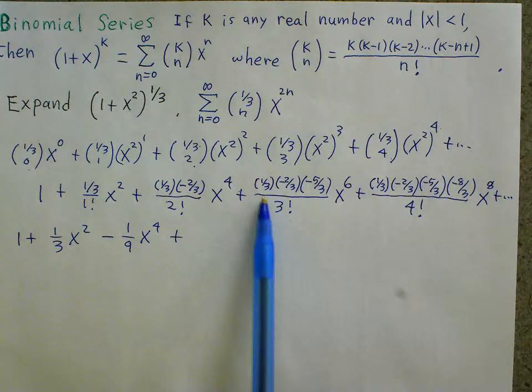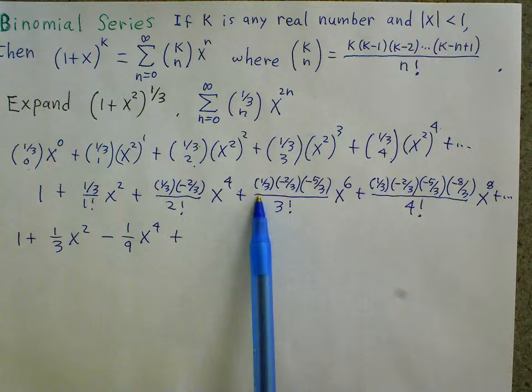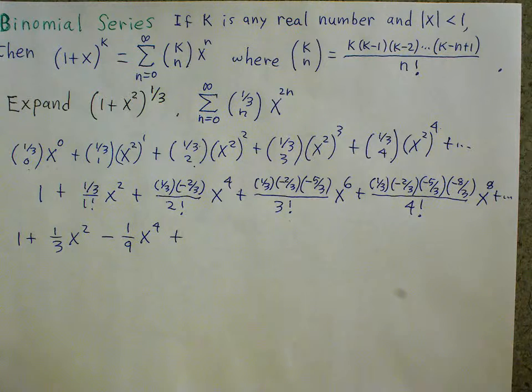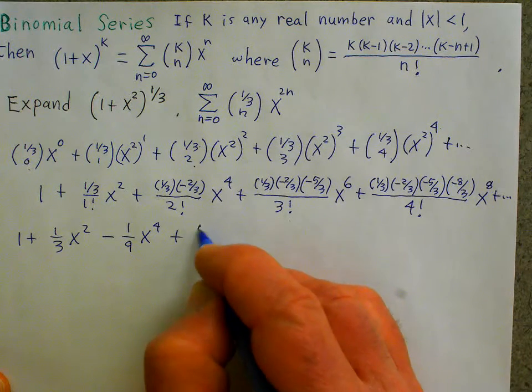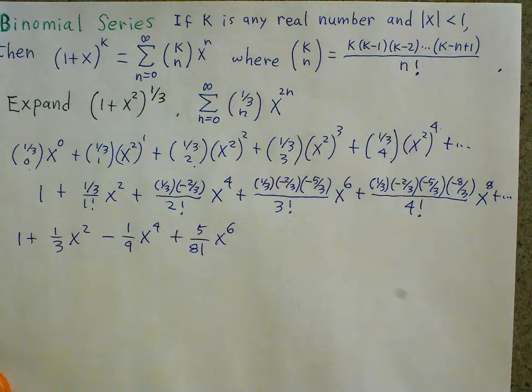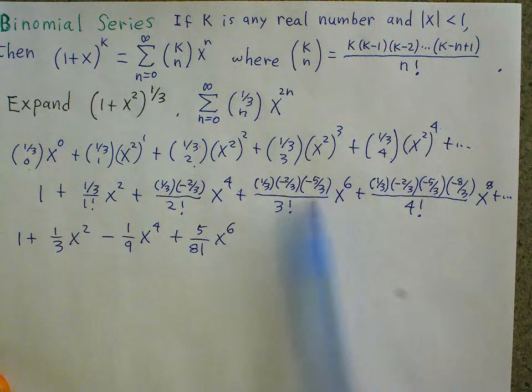Okay, then the next term, 1/3 times negative 2/3 times negative 5/3 divided by 3 times 2. So we get 10/27 divided by 6. So that's, yeah, it's going to be 5 divided by 81, x to the 6th. Is that what you got? So yeah, 10/27 divided by 2 times 3. So 10 divided by 2 is 5, and 3 times 3 to the 3rd is 81. So plus 5 over 81 x to the 6th.